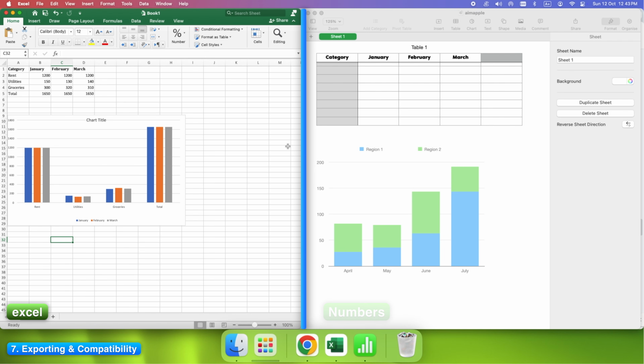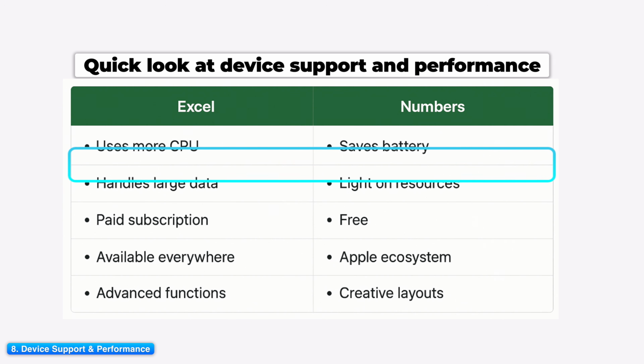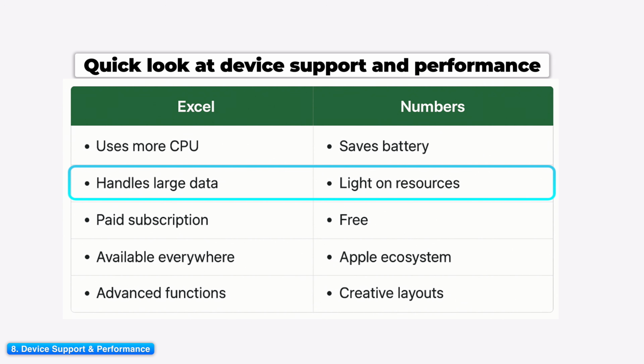Let's talk performance. When opening medium or large sheets, Numbers uses less battery and stays light on system resources. Excel, on the other hand, consumes more CPU but handles much larger data without lag. If you're on a MacBook Air or an M series chip, Numbers feels silky smooth for smaller projects. For professionals dealing with thousands of rows or automation scripts, Excel's optimization and speed make a big difference.